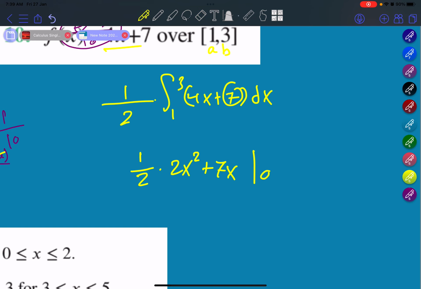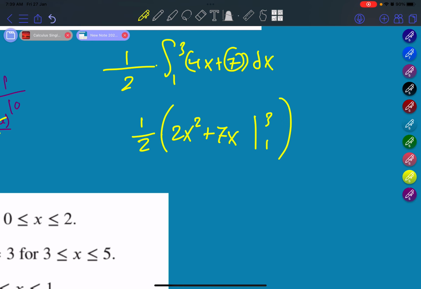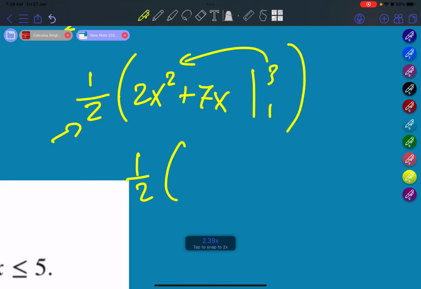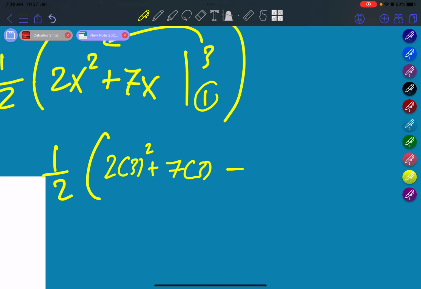Okay, let's sub in. It is not 0 to 10, that was the last question. It is 1 to 3. Hence let's just leave the half for a bit, so half times. Now let's sub in 3 here. This may take some space, let me just make the font a bit smaller. So whenever we have an x, we'll replace it with 3. So 2 times 3 power 2 plus 7 times 3, minus, now let's sub in 1 for each x.